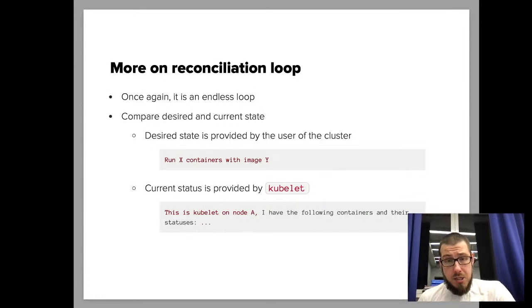Kubelet says, okay, this is kubelet on node 8. I have the following containers and their statuses. And kubelet reports continuously. So reconciliation loops of controllers can compare desired state and current state, and understand what they need to do: run more containers, shut down a container, or do something like that. And actually, the cluster itself is based on the reconciliation loop.